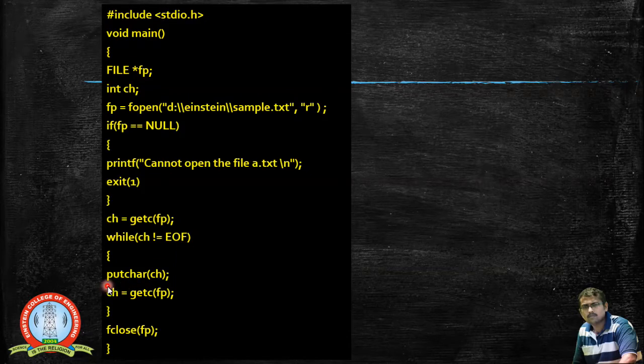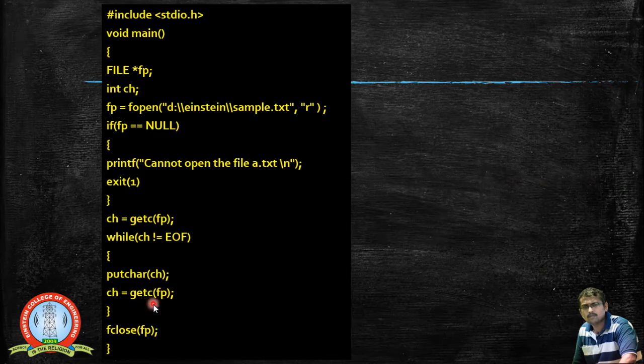Now what I do here is use the putchar function, which prints the character in the output. So the character I have just read will be printed over here. Then I once again execute the getc function.